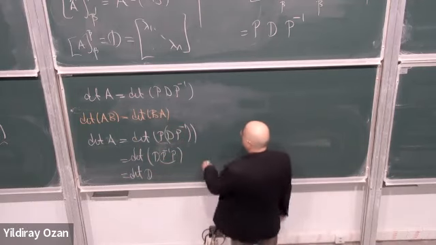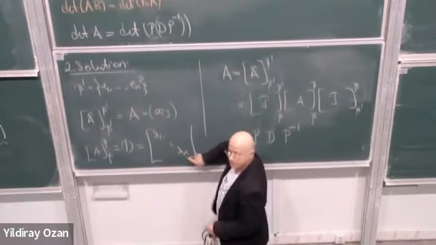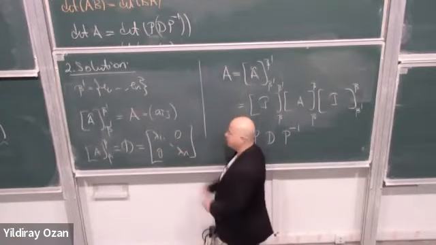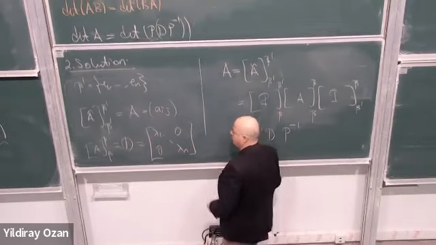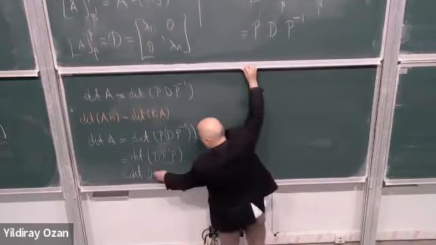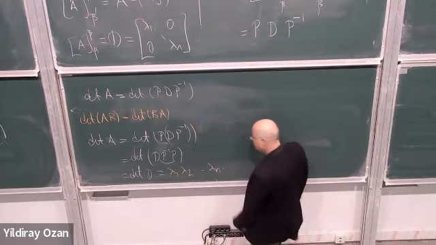Okay, and D is just this matrix, everything is 0 except the diagonal ones. What is the determinant? The determinant of D is just lambda 1, lambda 2, lambda n.